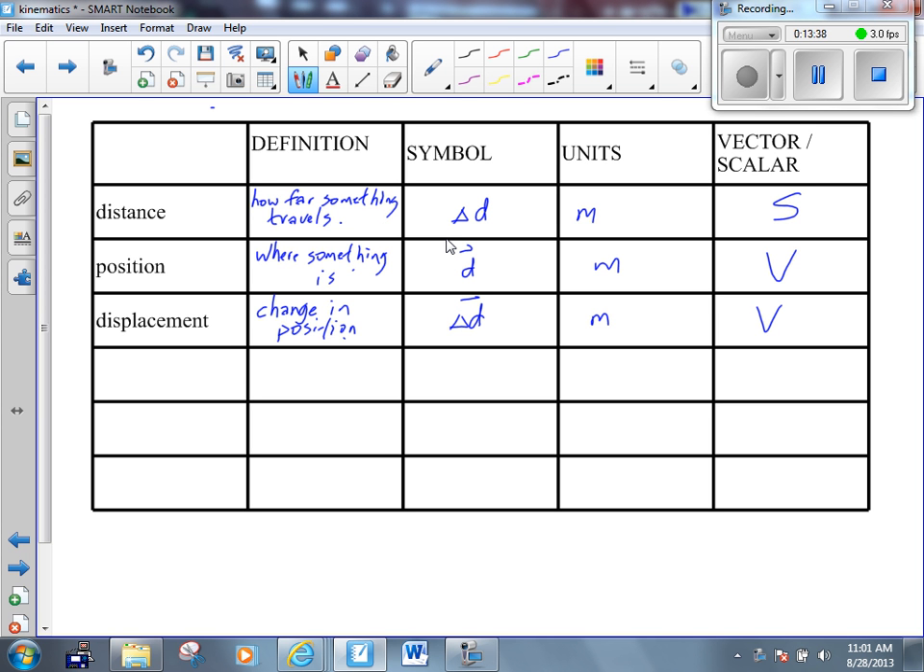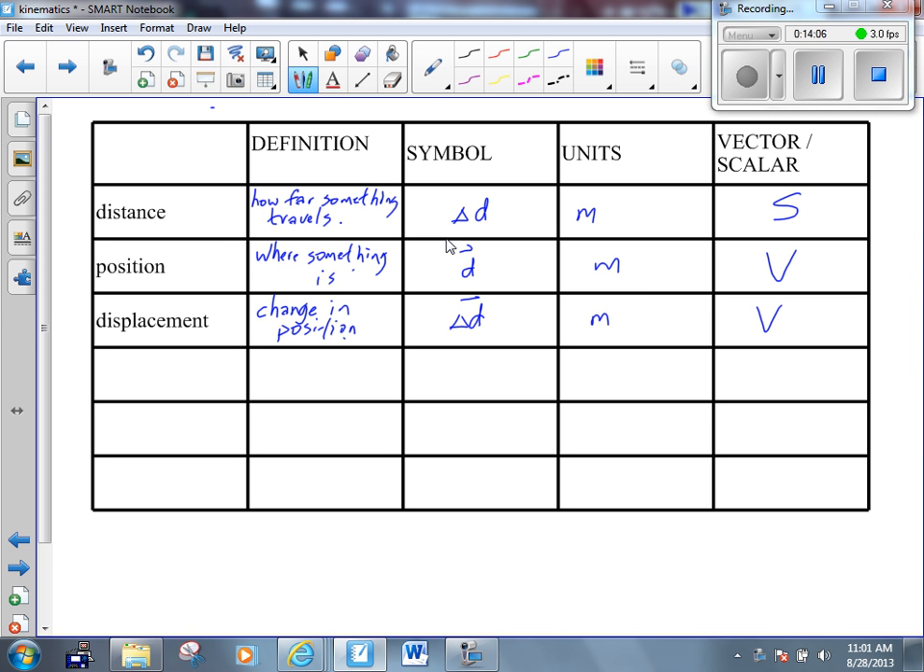Okay? Standing at the front of the room, I'm going to say my position right now, where I am, is 0 meters. So this is the start. This is the starting line on the track outside or whatever. I'm going to walk 5 meters this way. This is north, by the way. So I'm going to walk 5 meters to the north. And then I'm going to walk 2 more meters to the north.